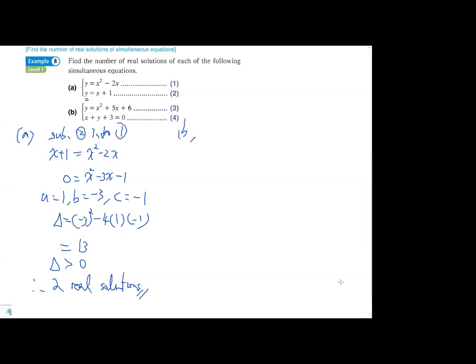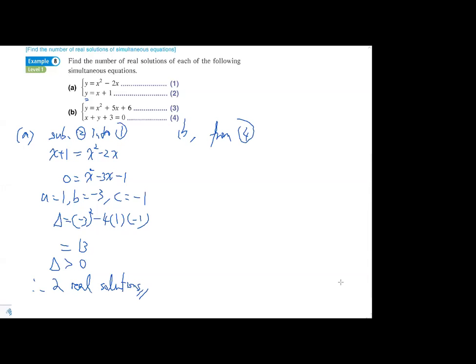So y is equal to x squared plus 5x plus 6, equation 3, and then x plus y plus 3 is equal to 0, equation 4. Equation 3 has a square term. Equation 4 does not have a square term. So we will start with equation 4. There is no subject in this equation, so we need to spend one step to change the subject.